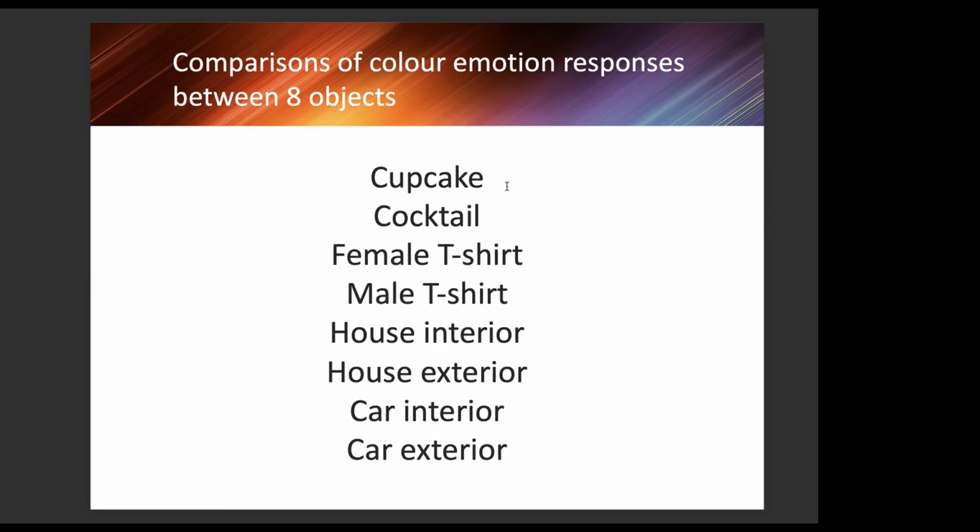And the next factor we are looking into about color emotion is context or application area. Next slide, please. Because we are talking about context or the application area, that means we would like to apply color emotion to different contexts. For example, the food such as cupcake, or the drink such as cocktail, or the clothing such as t-shirt for female and male, and also for housing. We can apply color emotion to the interior design or the exterior. We can also apply color emotion to the car interior design or the exterior. Next slide, please.